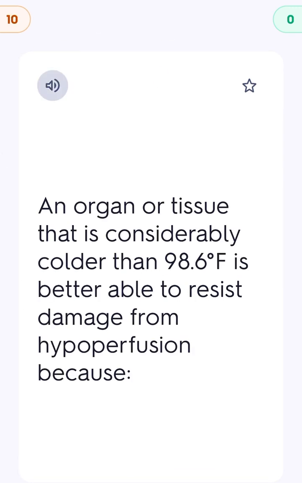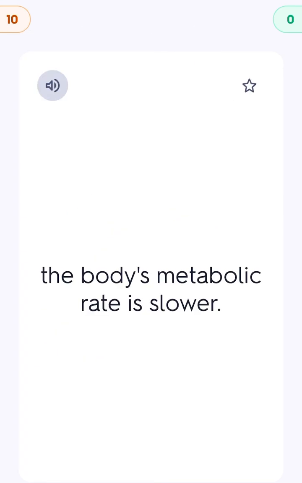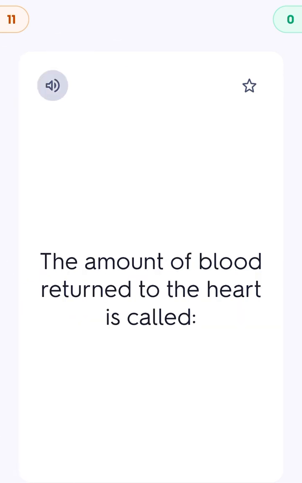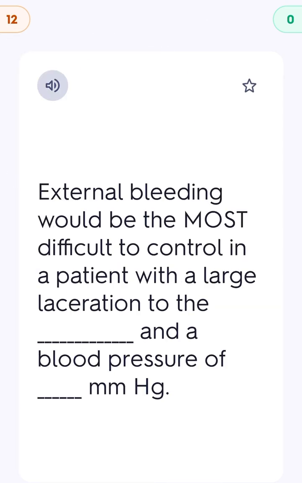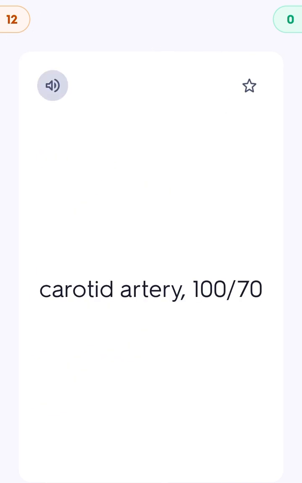An organ or tissue that is considerably colder than 98.6 degrees Fahrenheit is better able to resist damage from hypoperfusion because the body's metabolic rate is slower. The amount of blood returned to the heart is called preload. External bleeding would be the most difficult to control in a patient with a large laceration to the blank and a blood pressure of blank mmHg. Carotid artery, 100/70.